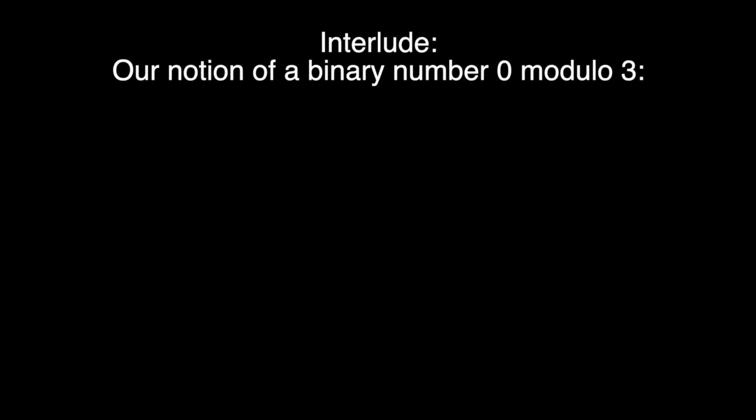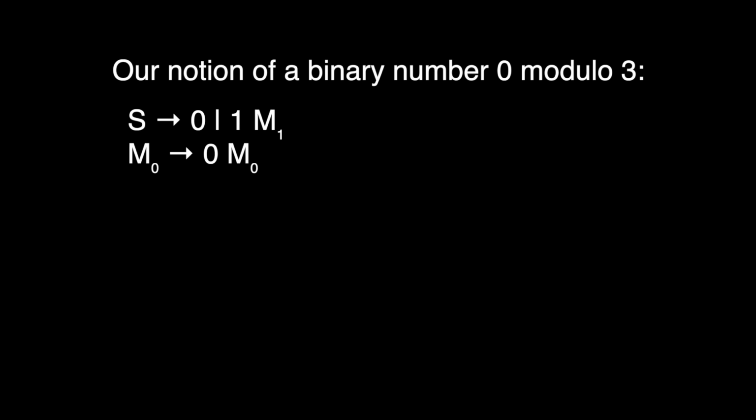Interlude. Let's try to make a string rewriting system for our notion of a binary number modulo 3. The binary number 0 is equal to 0 modulo 3. Further, the binary number 1 is equal to 1 modulo 3, but if we attach more zeros and ones to it, we can turn it into a binary number 0 modulo 3. The current remainder when divided by 3 is 1, and we add the meta character M1 to keep track of this. Attaching a 0 to the end of a binary number 0 modulo 3 will result in a binary number 0 modulo 3. Attaching a 1 to the end of a binary number 0 modulo 3 will result in a binary number 1 modulo 3.